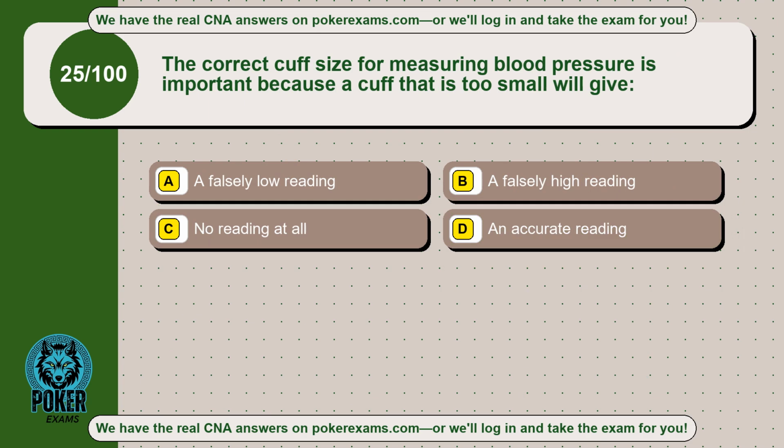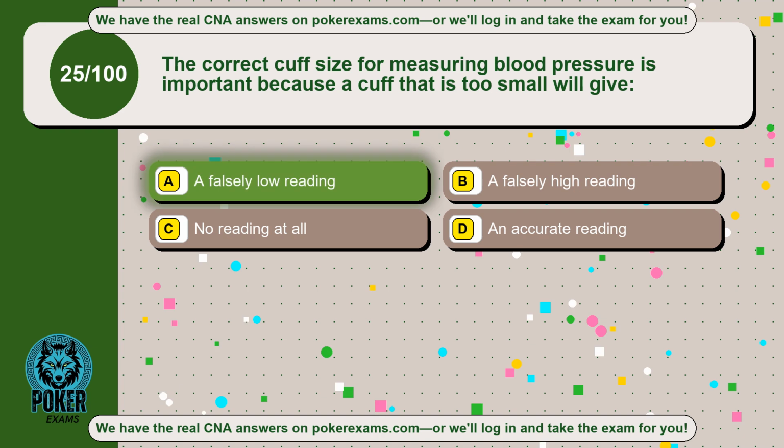Question 25. The correct cuff size for measuring blood pressure is important because a cuff that is too small will give: Option A, falsely low reading. Option B, a falsely high reading. Option C, no reading at all. Option D, an accurate reading.